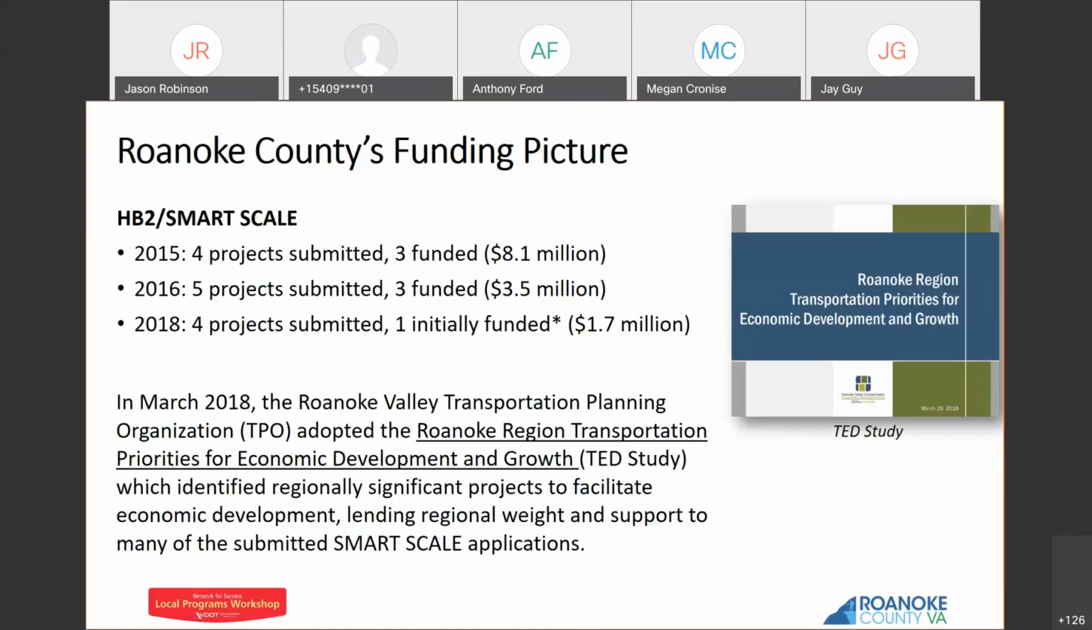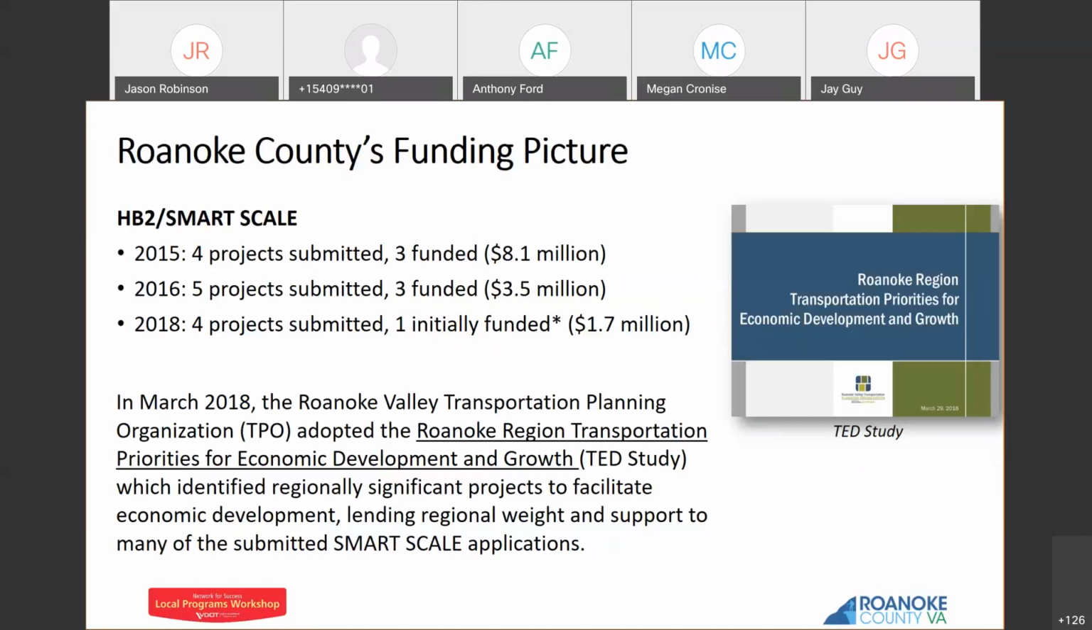So we also worked regionally on the Roanoke Region Transportation Priorities for Economic Development and Growth, which is a mouthful. So we call it the TED study. And this was adopted in March of 2018 by our Roanoke Valley Transportation Planning Organization, which in short is TPO. And this document identified regionally significant projects to facilitate economic development, to lend regional weight and support to many of the submitted Smart Scale applications. So it was approved just prior to the 2018 Smart Scale round. And what it did was it said, as a Roanoke region, these are the projects and efforts that we really want to focus on. So it was a great tool to use moving forward.